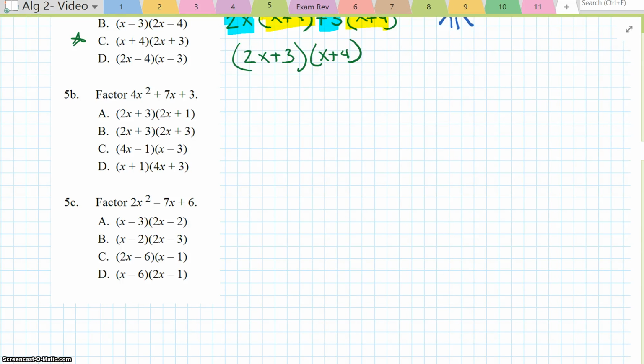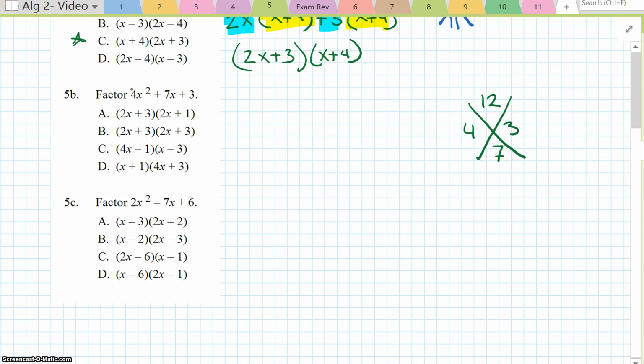So now we're going to go and do 5b and then 5c real quick. So 5b, let's do the x factor. Our a times c value is 12. Our b value is 7. So two numbers that have a product of 12 and a sum of 7. Well, 4 and 3 do that.